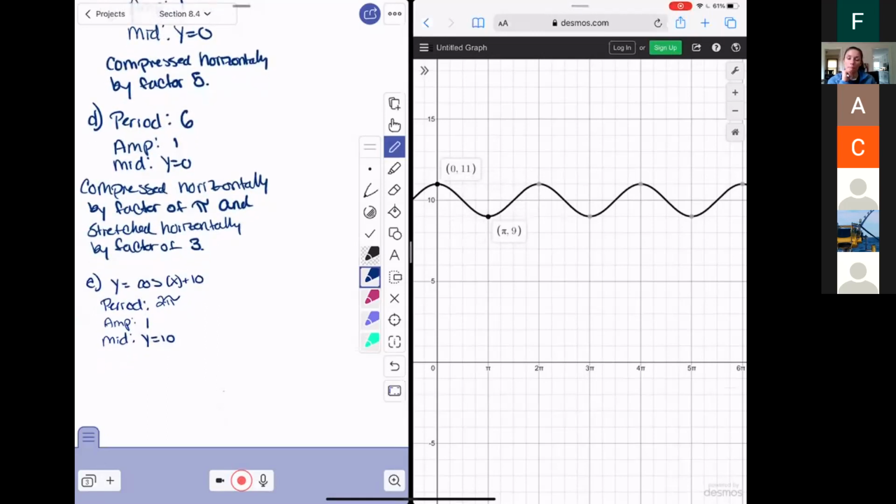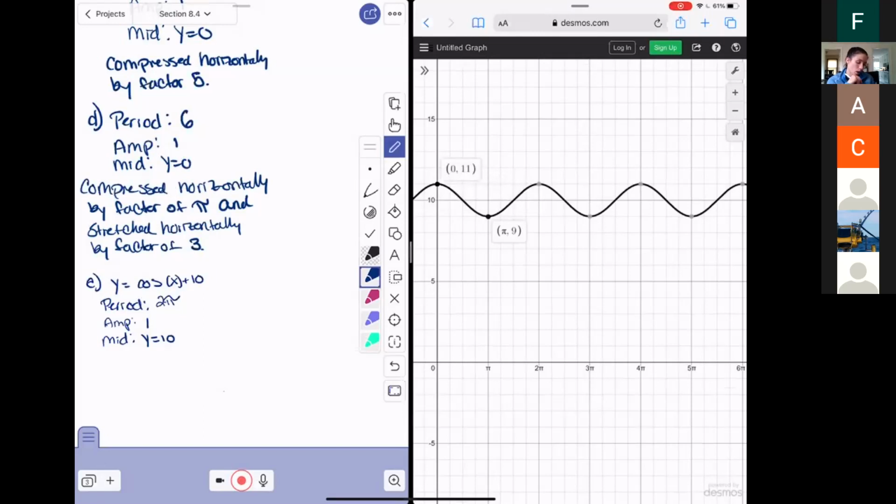Can you just go over why the amplitude is 1 again? Yes. So our midline is at y equals 10, so it's right about where my dot is. And to get from the midline to the highest point, to the peak, so from here to here, we go from y equals 10 to y equals 11. So the amplitude is 1. Oh, okay, thank you.